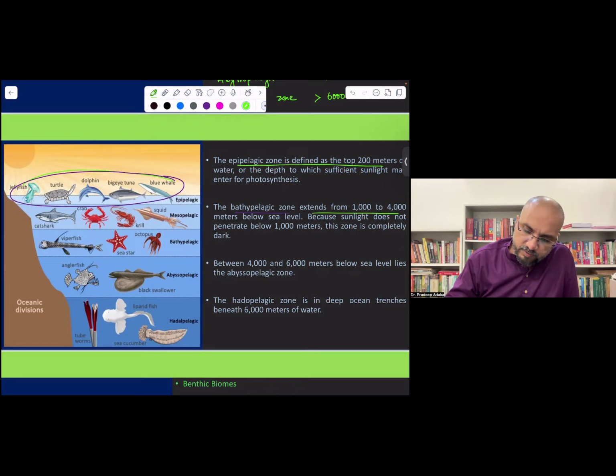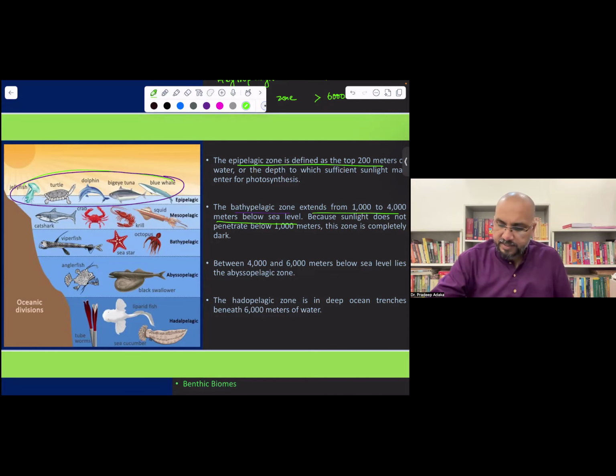extends from 1000 to 4000 meters below the sea level. So sunlight does not penetrate below the 1000 meters level. The zone is completely dark. तो ये जोन थोड़ा तुम्हारा डार्क है, बैथीपेलाजिक जोन बोलते हैं. So you have this bathypelagic zone. So octopuses, sea stars, viperfish. So these are some common animals.